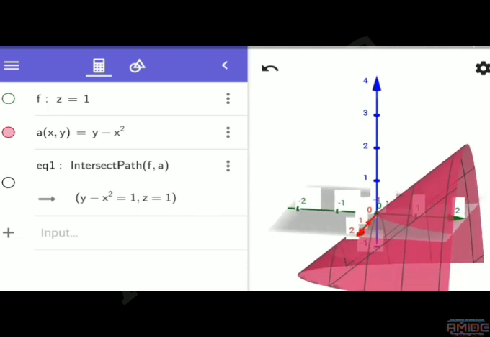Now we are given the point 2,5. If we evaluate the function value at 2,5, we will get z is equal to 1.